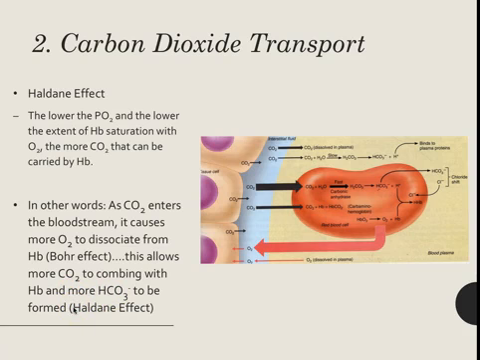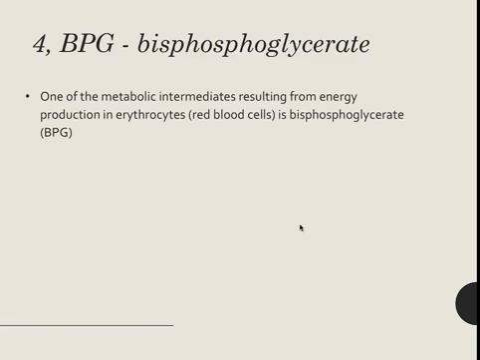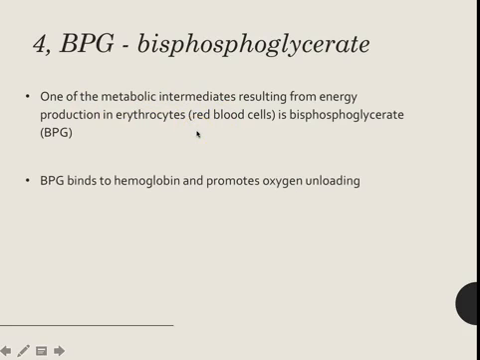Let me know if any of that is confusing to you. Okay. And again, if you don't like this graph, don't worry about it. Simply as temperature increases, more oxygen is being released. Okay. Again, metabolic activity starts producing heat, so it causes more oxygen to be released. Okay. And then this BPG, this bisphosphoglycerate, oh, can't talk today. This is basically one of the byproducts resulting from energy production in red blood cells, and it also causes oxygen unloading. Okay.